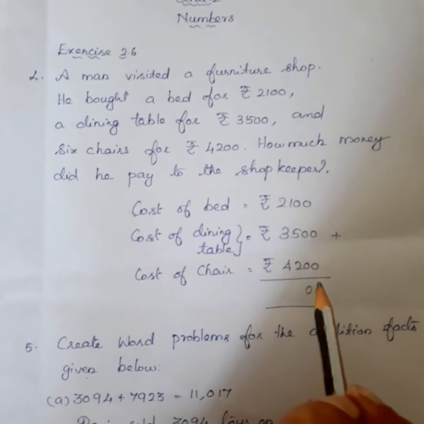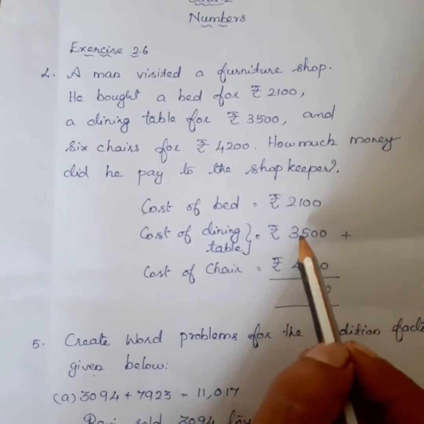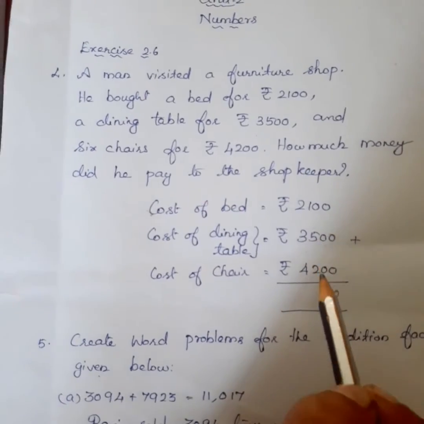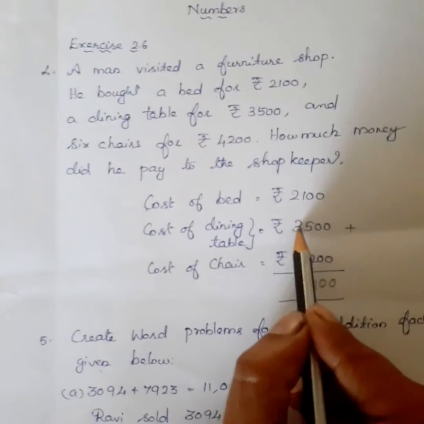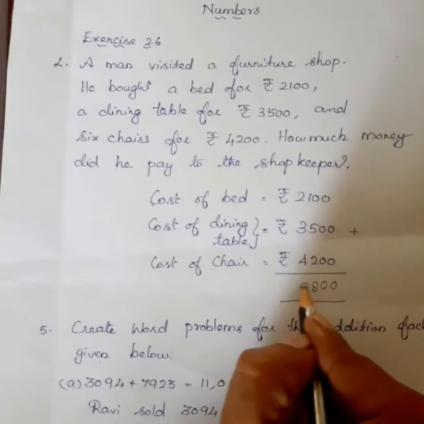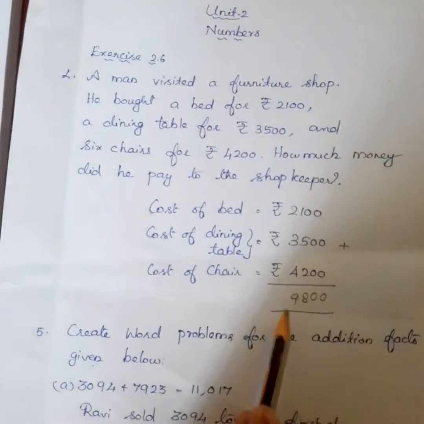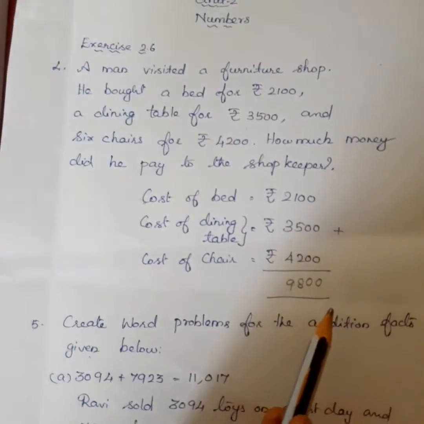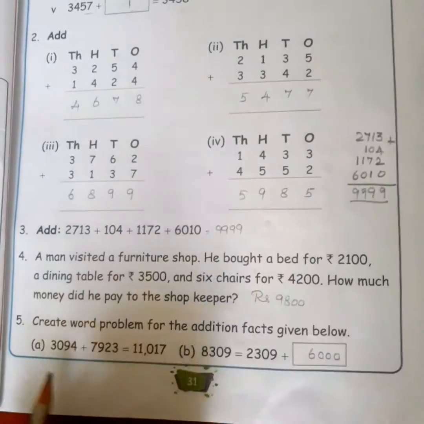0 plus 0 plus 0 equal to 0. 0 plus 0 plus 0 equal to 0. 1 plus 5 is equal to 6. 6 plus 2 equal to 8. Next 2 plus 3 is equal to 5. 5 plus 4 is equal to 9. So how much money did he pay to the shopkeeper? 9800.